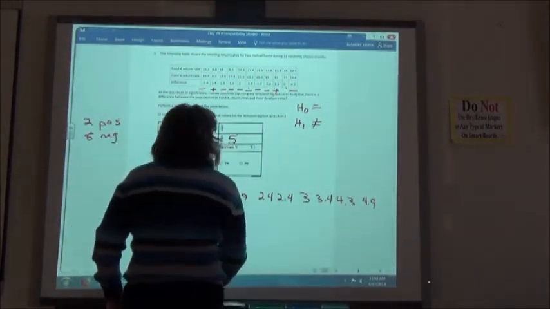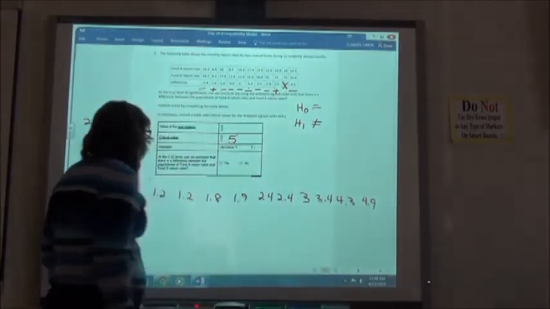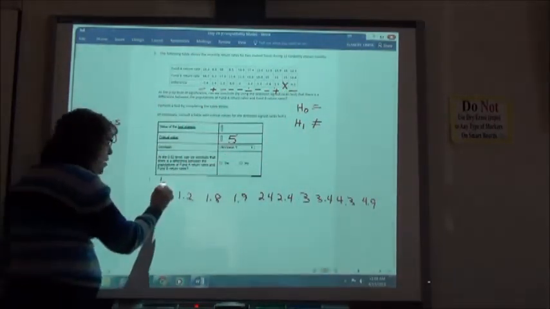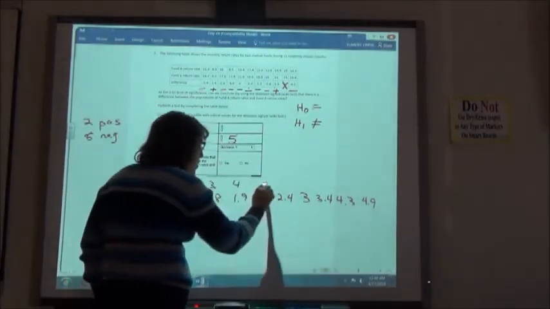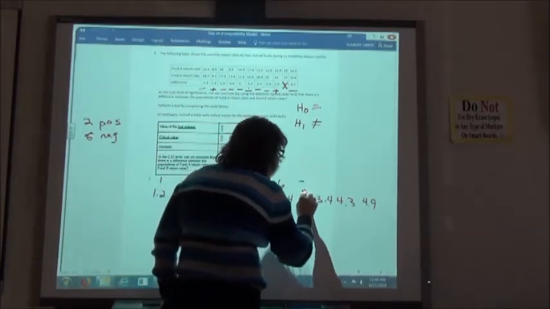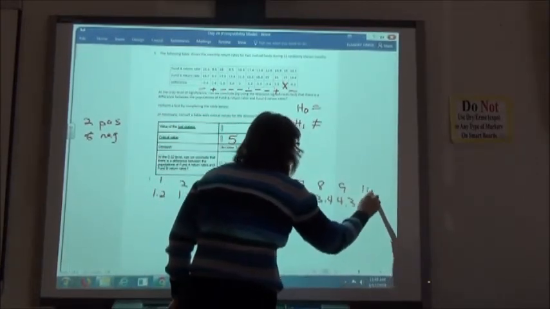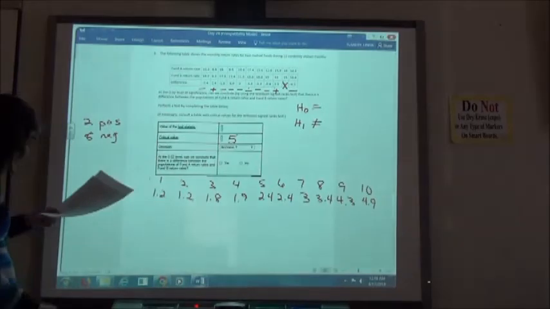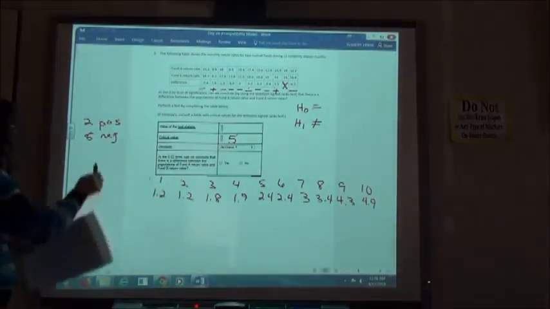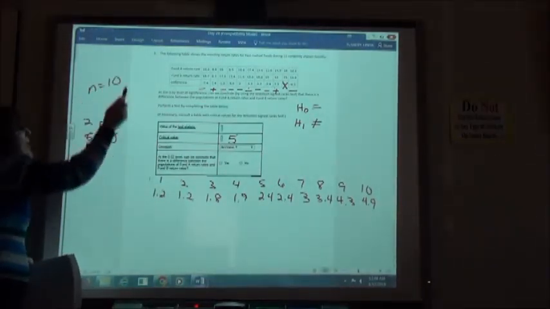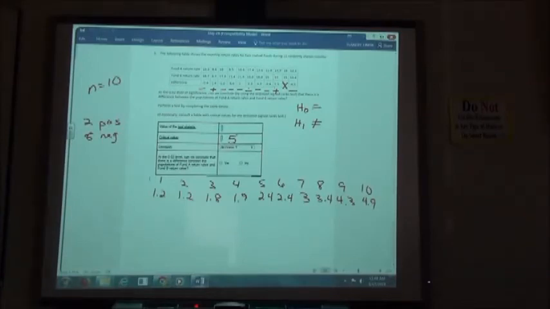And again, we're going to get rid of the 0. So now we're going to rank them. 1, 2, 3, 4, 5, 6, 7, 8, 9, 10. We had earlier said that when we looked up in our table, n was going to equal 10, right? We have 10 numbers on our list.